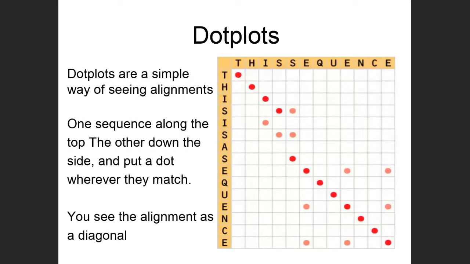So this is what a dot plot looks like. What you do is you write the two sequences that are aligning. Remember, an alignment is when you line two things up and you compare them and see what they have in common. So you're comparing this sequence with this sequence. And you go down this line: T matches T, oh, dot. T doesn't match H, no dot. T and I, no dot. So you keep going, and okay, only this one matched. Move on to the next one.